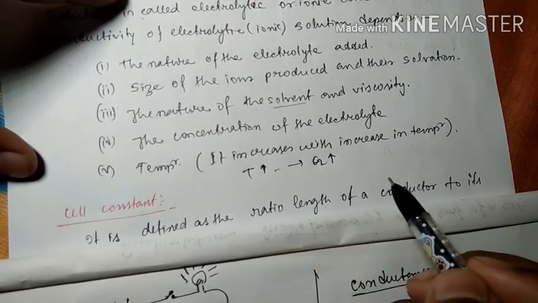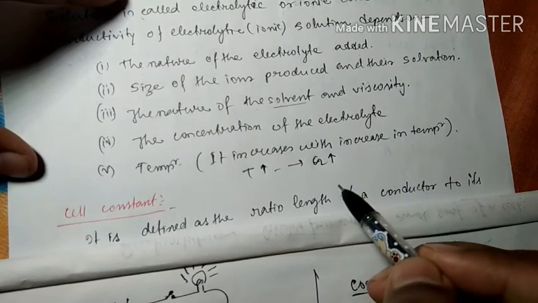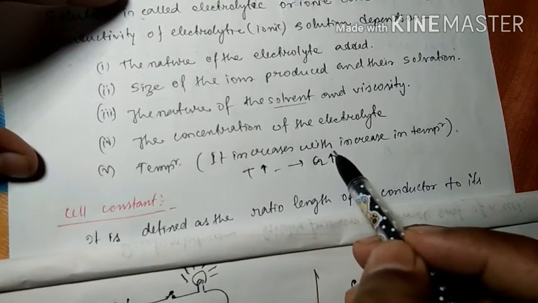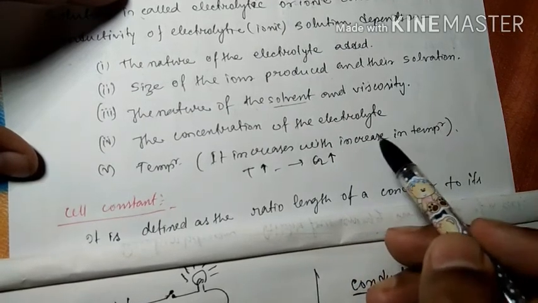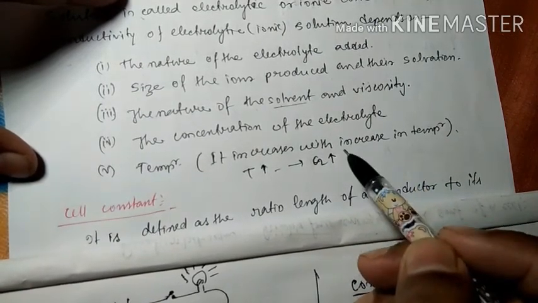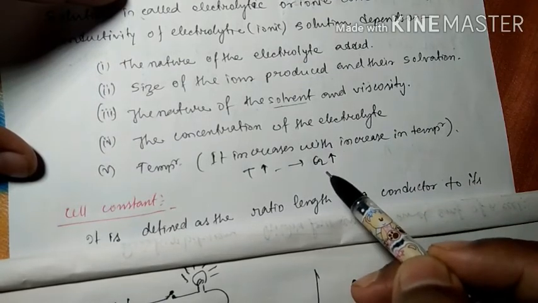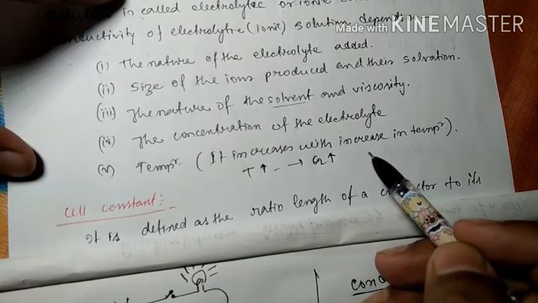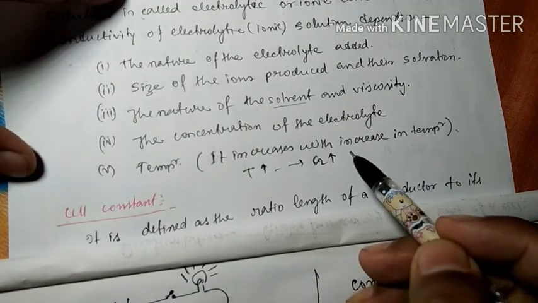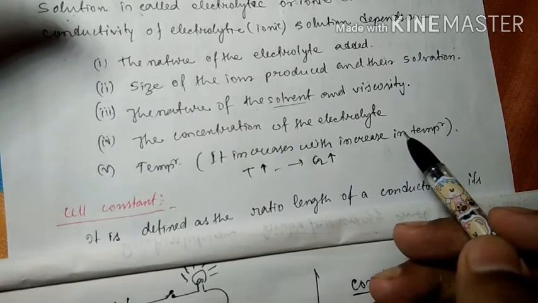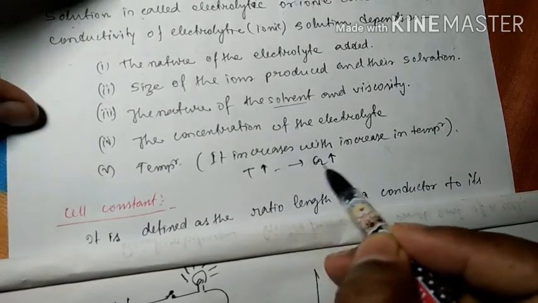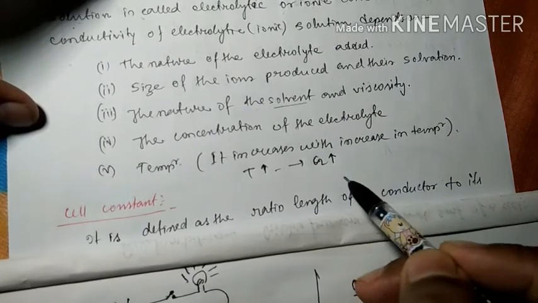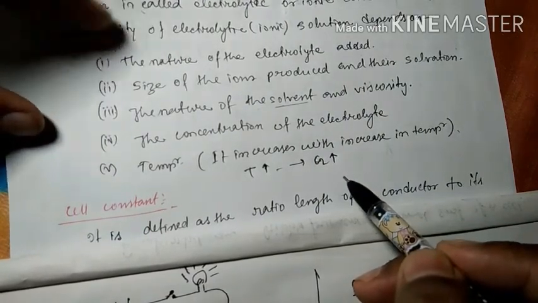So how? Our question arises, how? Let us take an example. Suppose we have taken a solution in a beaker which has a conductance of 5 units. If we increase the temperature, then the movement of the ions obviously will increase because of kinetic energy. Now the movement of the ions increases. That means the conductance should increase. That's why when temperature increases, the conductivity also increases, which is known as a directly proportional relation.